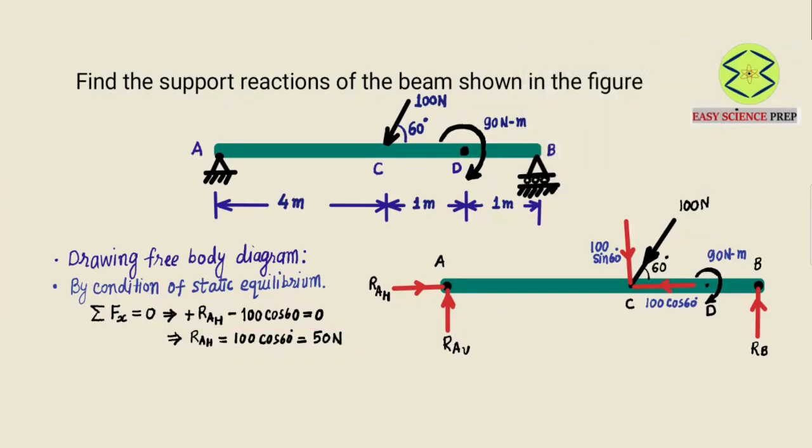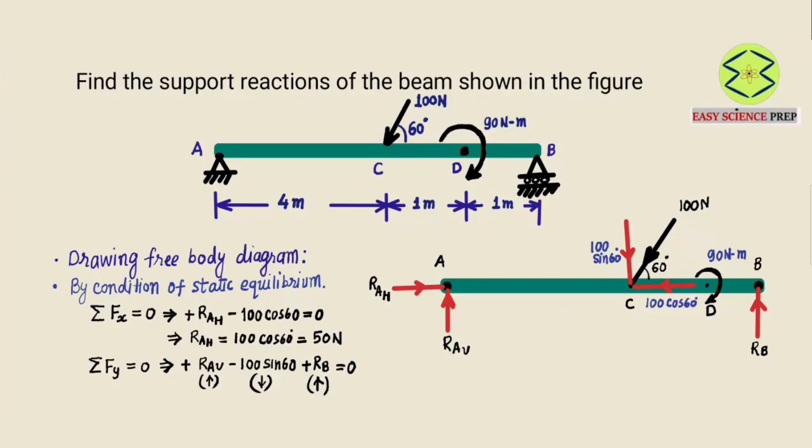Now we will use another condition, which is the summation of forces in the vertical direction, that is Fy, forces in the vertical direction, equal to 0. The y direction is the vertical direction we are taking, and the x direction is the horizontal direction. Vertically, the force RAV is acting upward, and upward we take as positive. So it is positive because it is acting in the upward direction, friends. 100 sin 60 is acting downward, so minus. And RB is acting in the upward direction, so plus RB, equals 0.